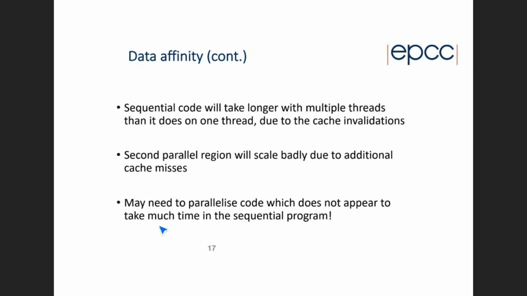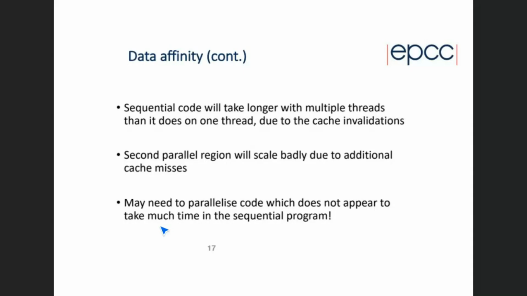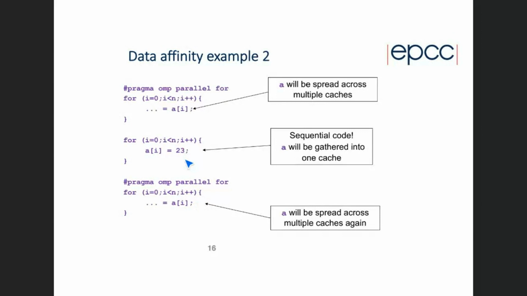What we might need to do here is that you may end up needing to parallelize code which doesn't appear to take very much time in the sequential program. You may have decided that this loop wasn't worth parallelizing because it doesn't account for very much time in the sequential program. But because that decision results in bad data affinity, you might actually be better off parallelizing it, or possibly even better in this kind of case, merging these two loops together and parallelizing the resulting merged loop.